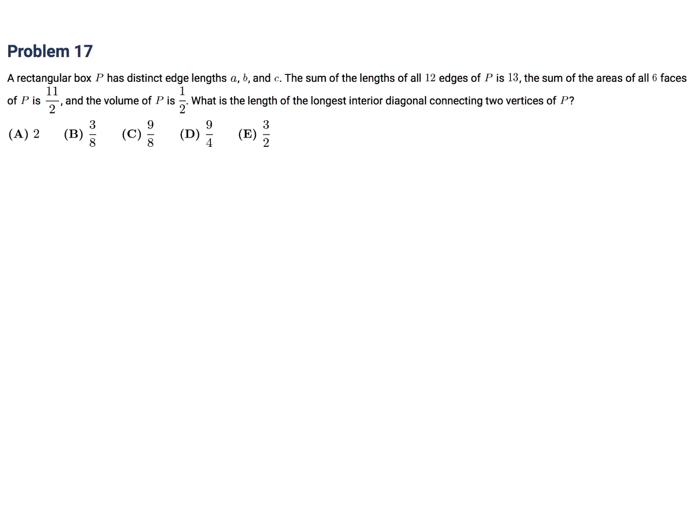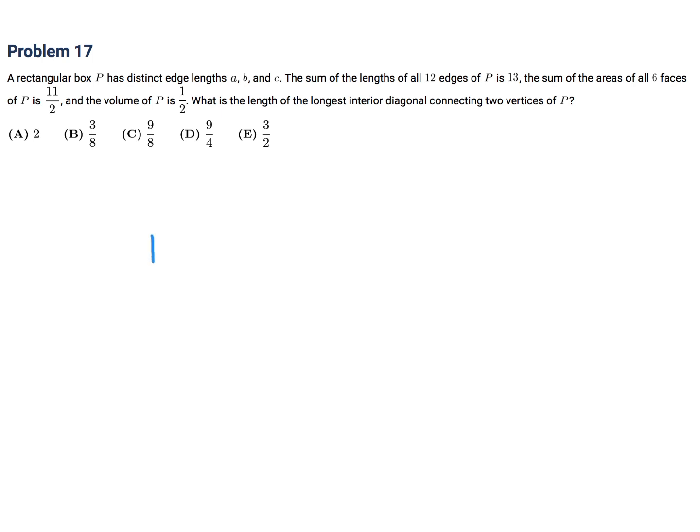A rectangular box P has distinct edge lengths A, B, C. The sum of the lengths of all 12 edges is 13. The sum of the areas of the 6 faces is 11/2, and the volume is a half. What is the length of the longest interior diagonal connecting two vertices?